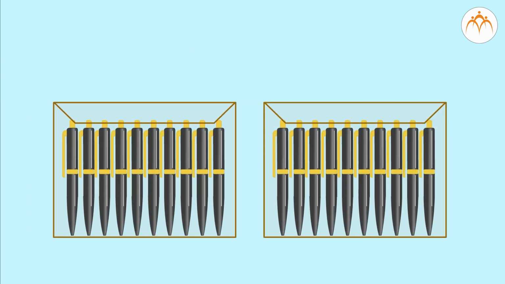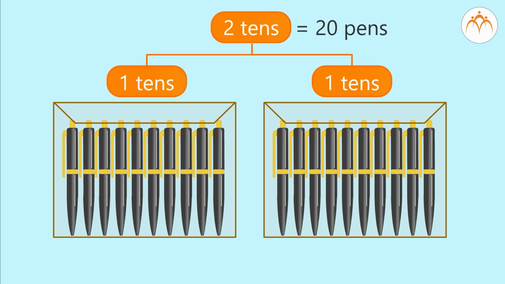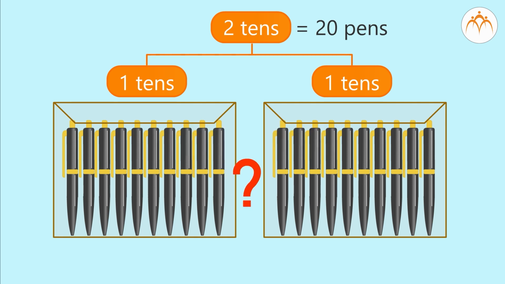How many pens are there in both the packets? There are 10 pens in one packet and 10 pens in the other packet. So there are 20 pens in all. Shreya has demanded 12 pens. Can we give her 12 pens?